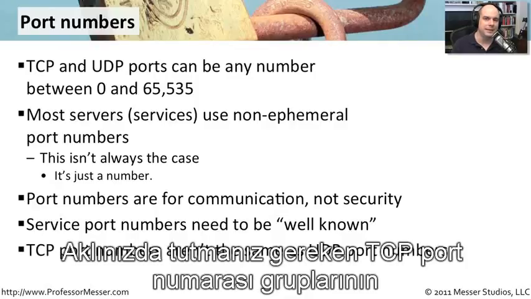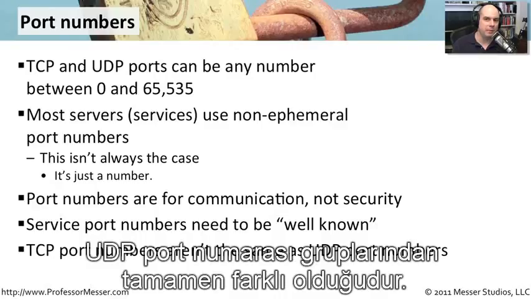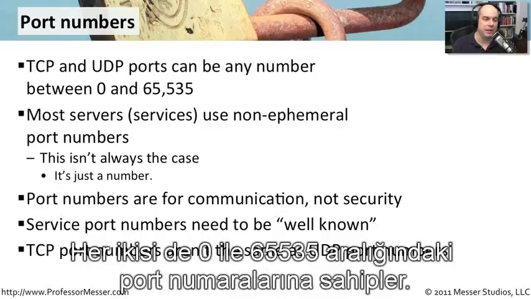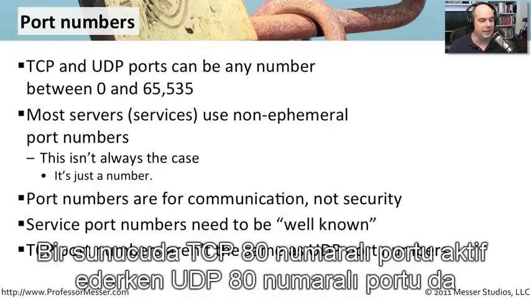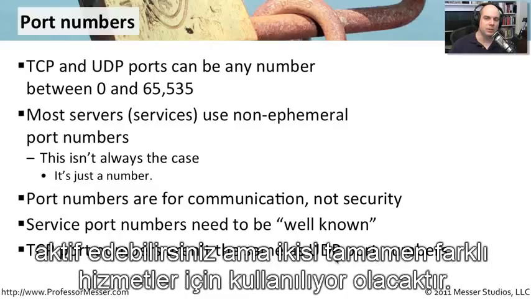Another thing to keep in mind is that port numbers for TCP are a completely different grouping of port numbers from UDP. They are both using numbers between 0 and 65,535, but TCP is a different protocol than UDP. You could have a TCP port 80 made available on a server and a UDP port 80, and those two protocols could be providing completely different services on that server.